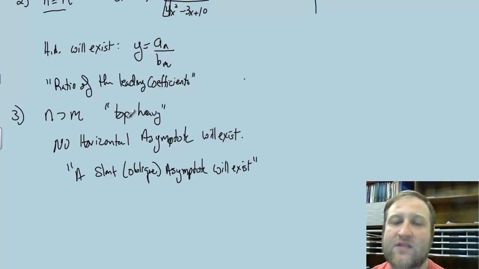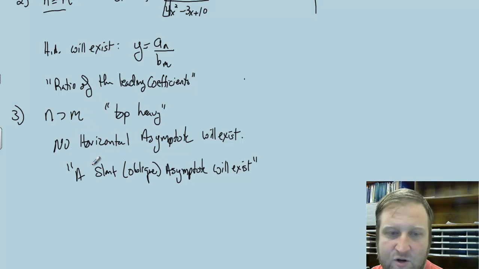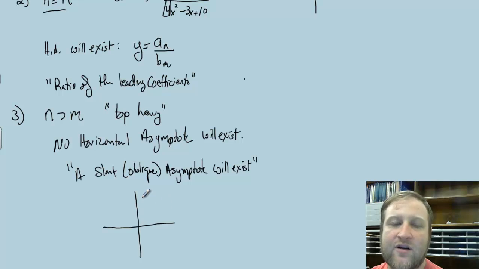So if the function's top-heavy and the degree of the numerator is greater than the degree of the denominator, you will have no horizontal asymptote, and you will have a slant asymptote, also known as an oblique asymptote. So what happens here is that you're going to see a vertical asymptote guaranteed, and then there's also going to be some slant or oblique asymptote that will exist.